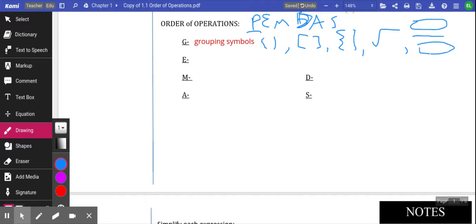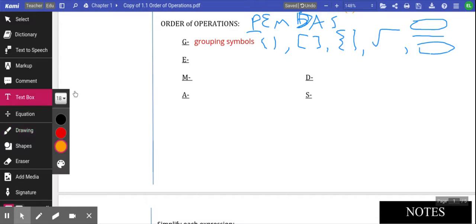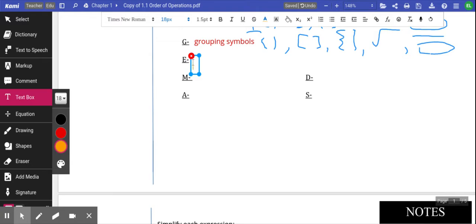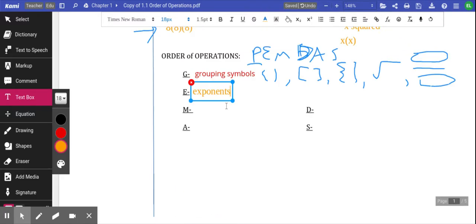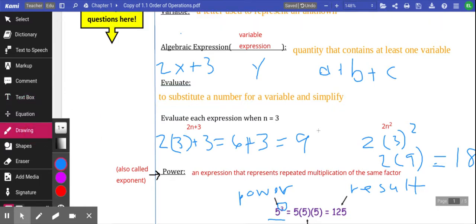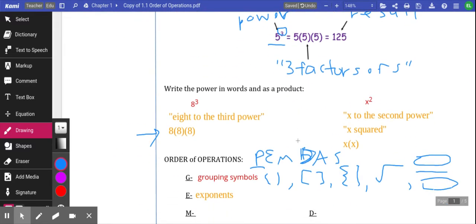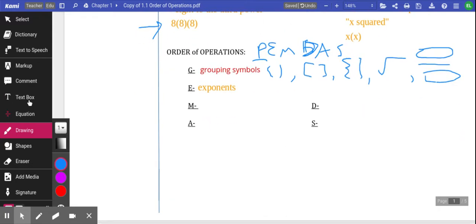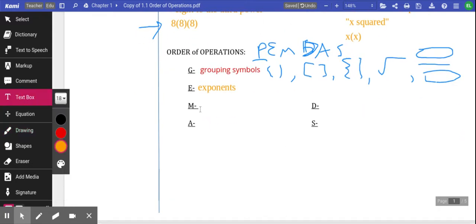So the next operation that must be simplified are exponents, or as we just stated, we could say powers. So for example, if we go back up to this expression, notice we simplified 3 squared before multiplying by 2, because exponents must be simplified before multiplication and division, which is what comes next.